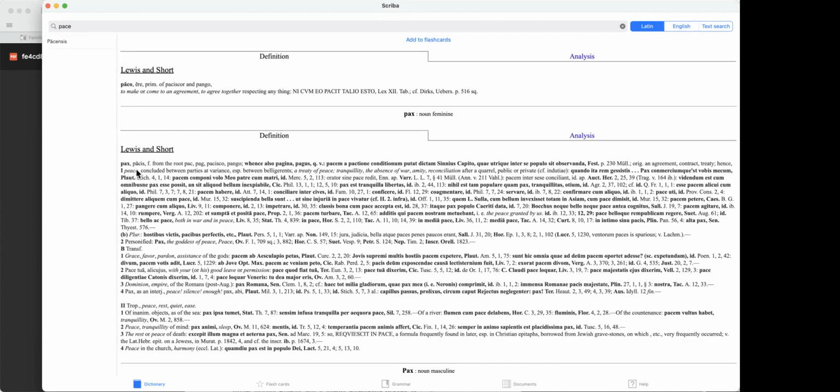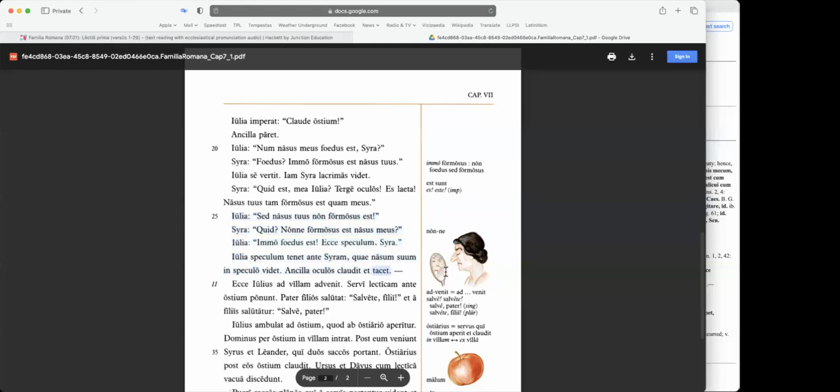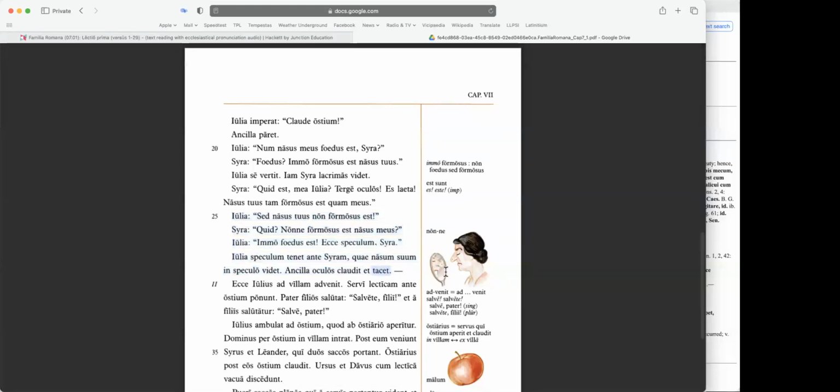But you're right. Pace is the ablative form of pax, which they haven't had yet because it's third declension. But no, you want tace to mean peace. If you're telling somebody to be at peace, you would say tace.